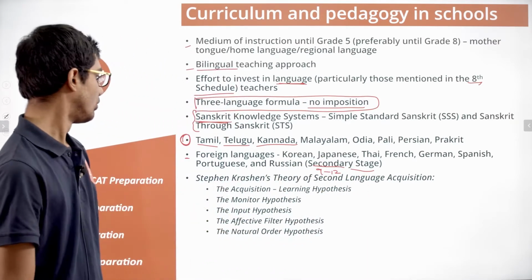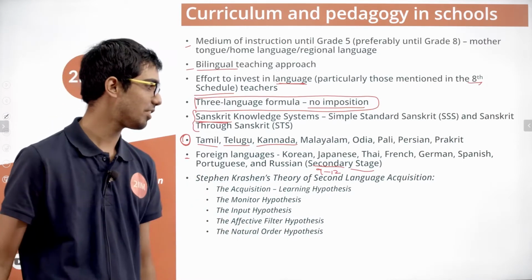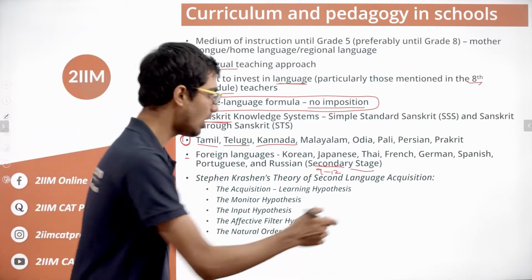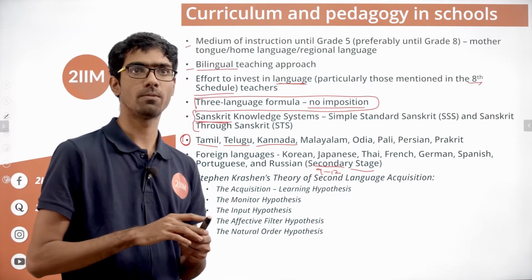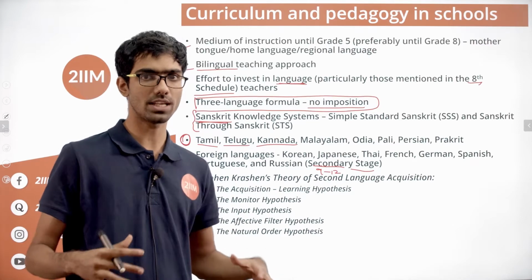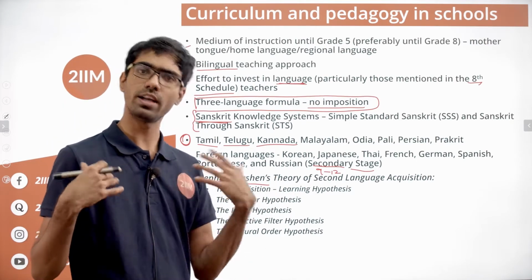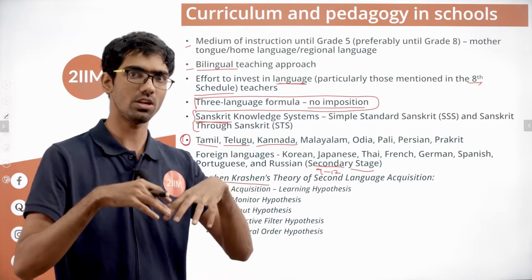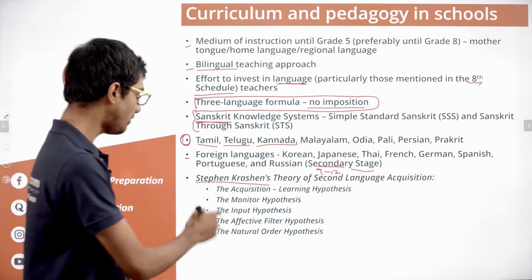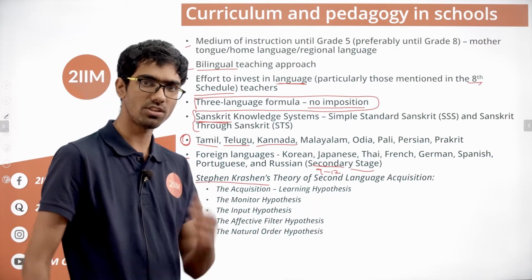Yeah. So again, of academic interest should be Stephen Krashen's theory of second language acquisition. So how a student learns a new language after he or she knows the native language as such. Stephen Krashen was a scientist who worked on the learning abilities of students with special emphasis on language acquisition as such. So there are 5 hypotheses that he puts forward. The first is the acquisition learning hypothesis.